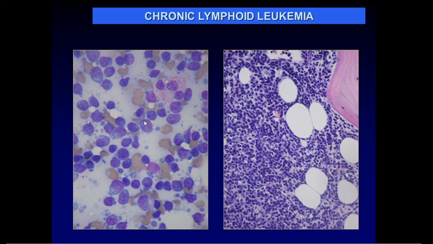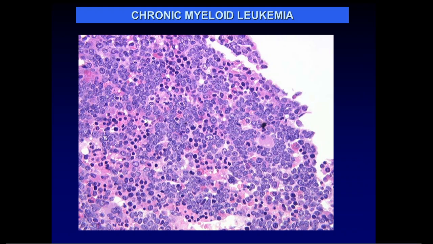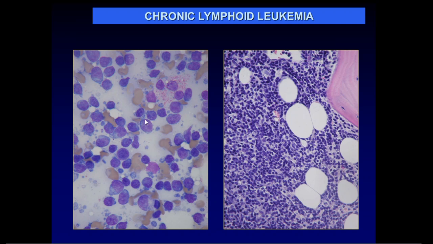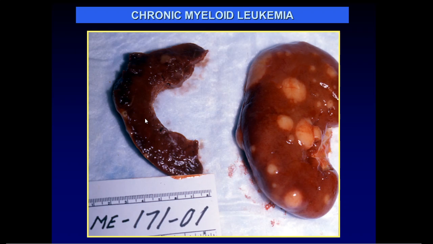And also, as you see, tumor cells from lymphoid leukemia have really scant cytoplasm. Here, compare, we have a bit more cytoplasm. Compare with here, you see really scant, just a rim of cytoplasm.